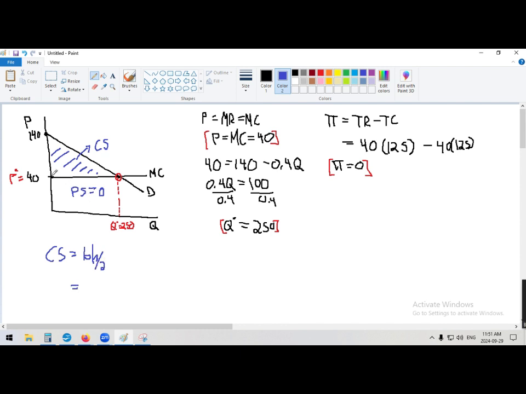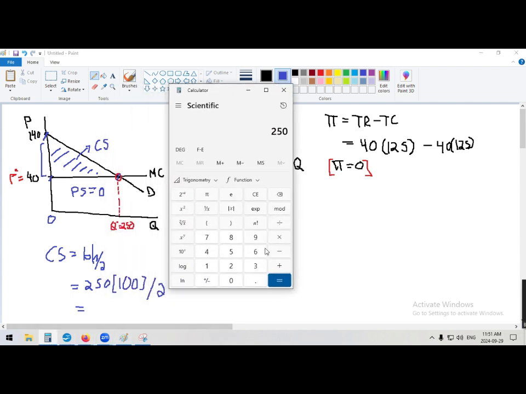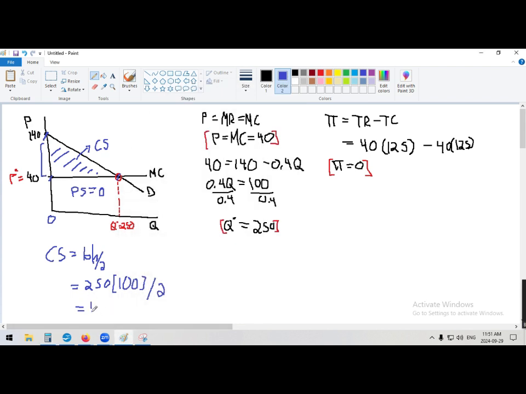So let's see here, for the base, there to there, so we have 0 to 250. So we have 250. And then for the height, we're going from 40 to 140. So that's going to be 100. And then divide by 2. So let's see what that is. So we have 250 times 100 divided by 2. So we have 12,500.